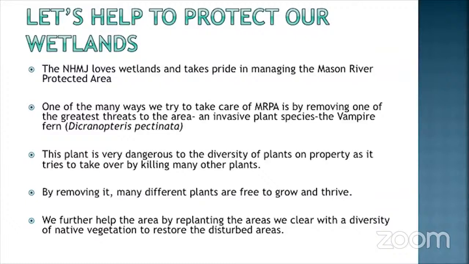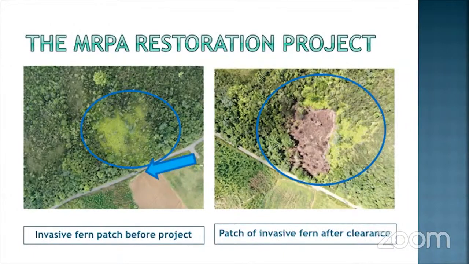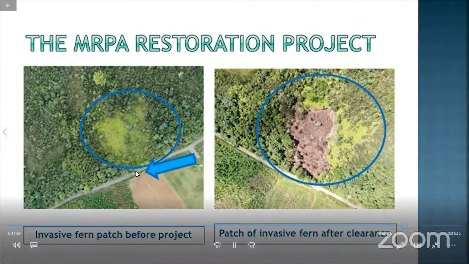We further help the area by replanting the areas we clear with a diversity of native vegetation to restore the disturbed areas. The Mason River Protected Area Restoration Project. Our image to the left highlights one of the smallest of 4 patches of invasive fern surrounded by lush vegetation which the fern tries to kill. To put the size of the fern patch into perspective, the very large blue arrow below the patch points to a small black object. That object is our field vehicle.